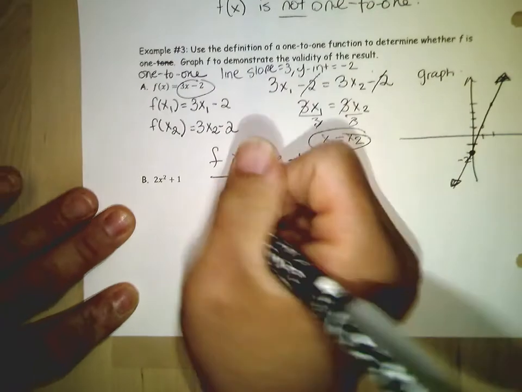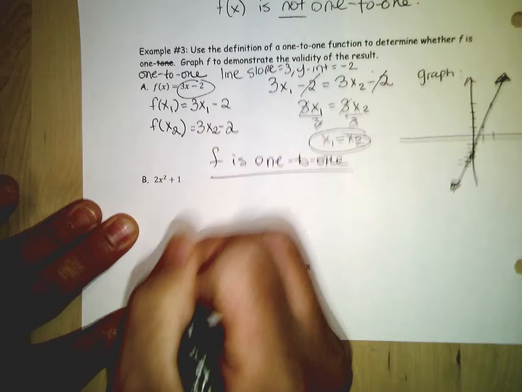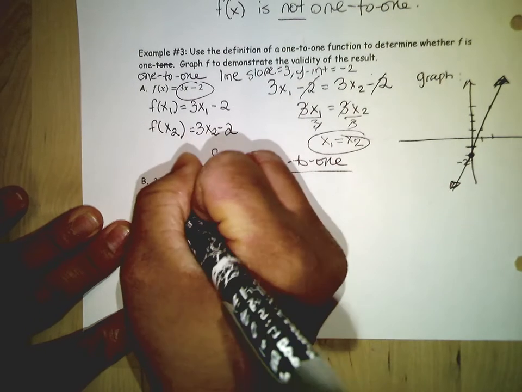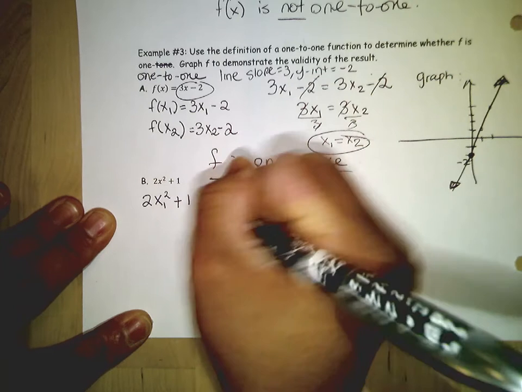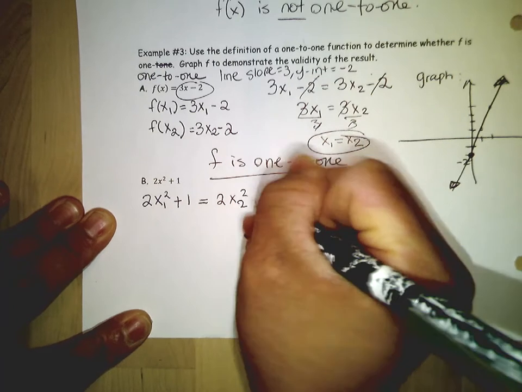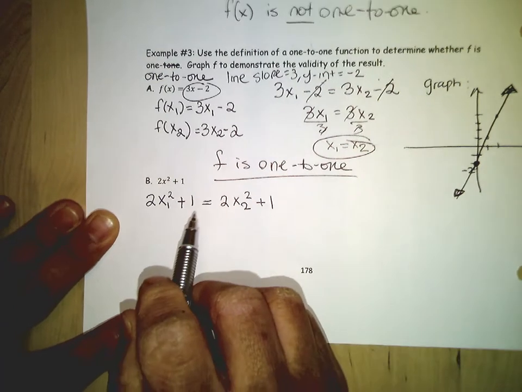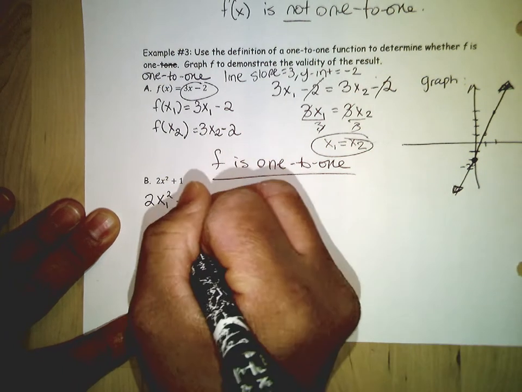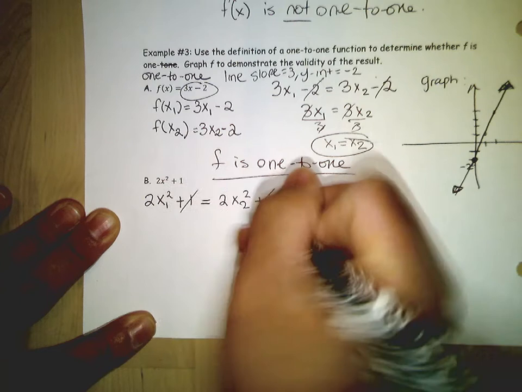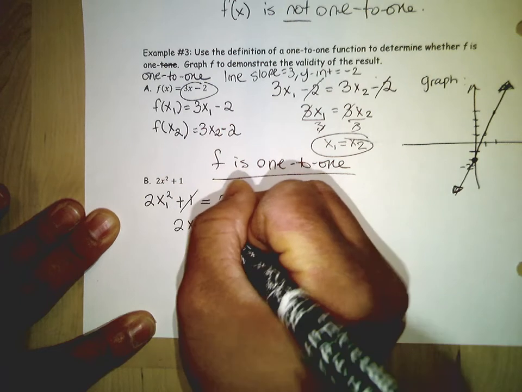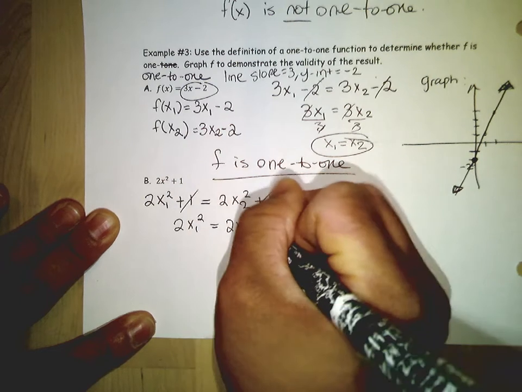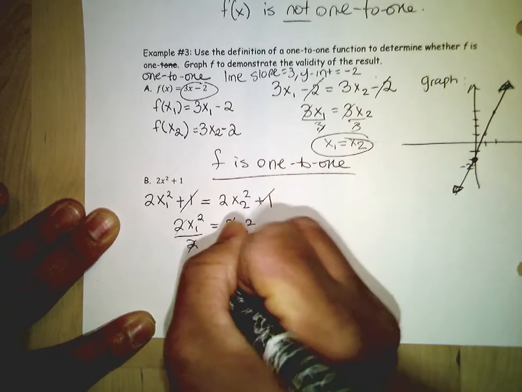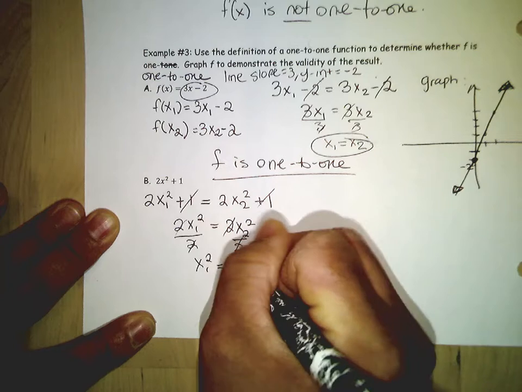Now, let's try this one here, part B. We have 2x1 squared plus 1 equals 2x2 squared plus 1. So same thing, substitute in x1 and x2, set these two equal to each other, subtract 1 on each side to get 2x1 squared equals 2x2 squared, divide by 2 on each side to get x1 squared equals x2 squared.